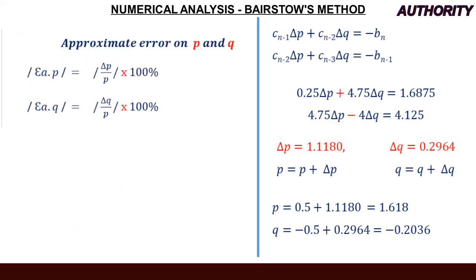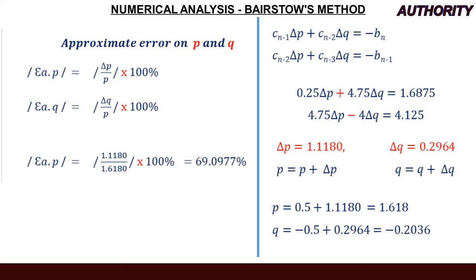Our approximate error on P and Q. So approximate error, we say the absolute value of delta P all over P, and the P we are talking about is the new P. So the delta P is 1.1180 all over the new P, which is 1.6180, multiplied by 100%. When we multiply this, it's going to give us 69.0977%. You can see it still is very high. We cannot neglect this. Now let's go again.